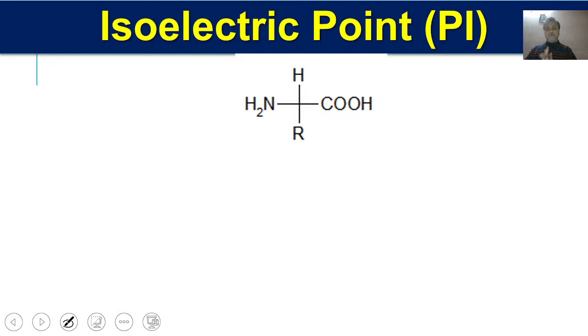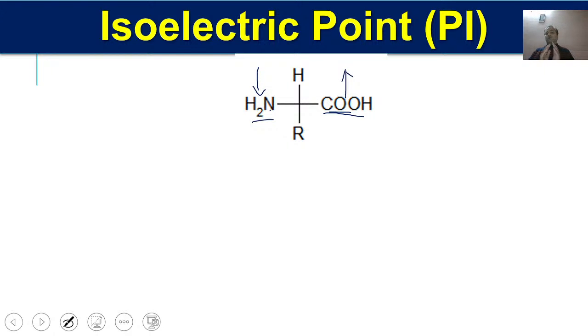This is an amino acid, which we can say has an amino group and also an acid group. Both groups have different properties. This group can accept one H plus, and this group can donate one H plus, as you know.